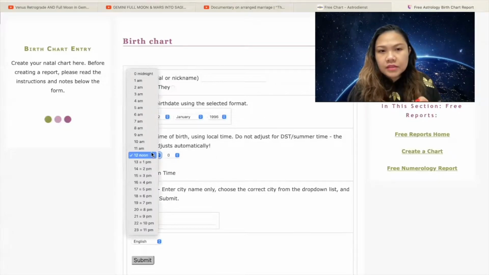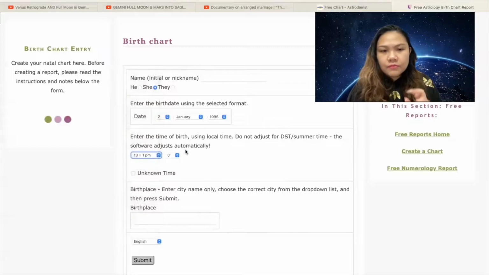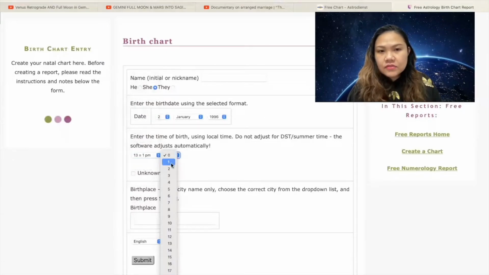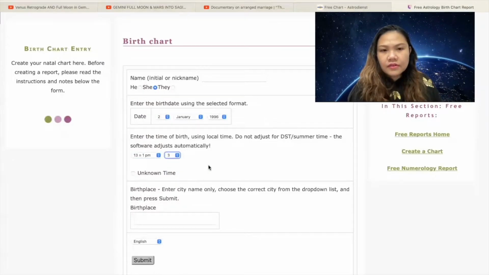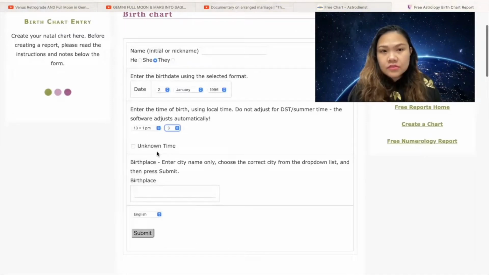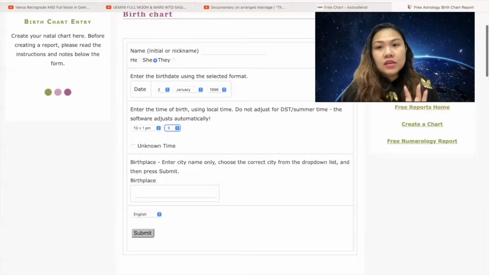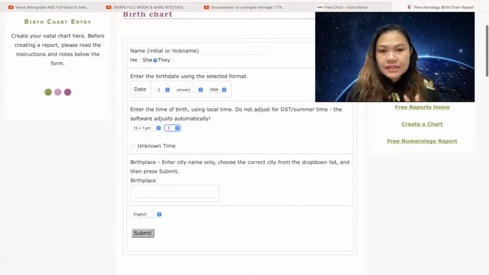So 12 noon, but you can move around, like if you were born at 1 a.m., 2 a.m., whatever. So I just put 1 p.m. randomly, okay? Then the minute, so you just put 3 minutes, whatever. But if you don't know the time, you just click on the unknown time and they come out randomly with the rising sign. But the other things will obviously show you the moon and the Venus and the Mars, whatever.